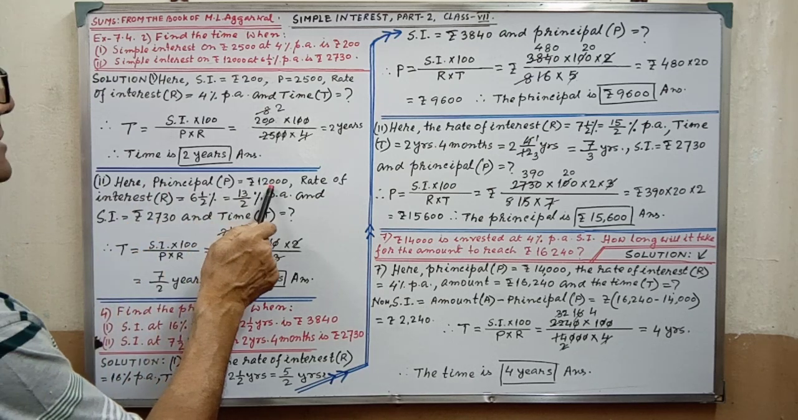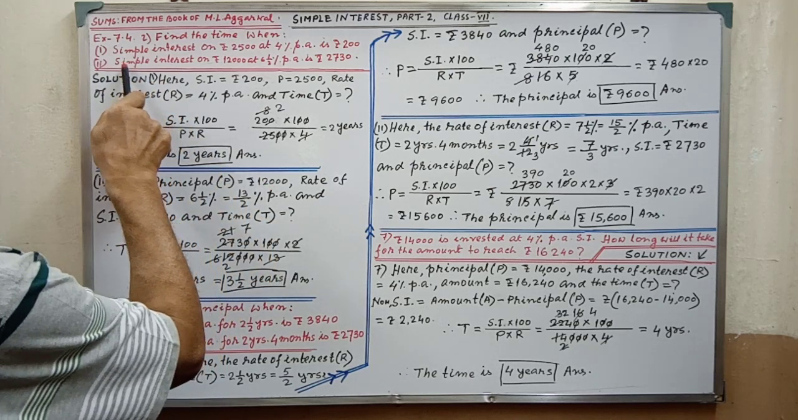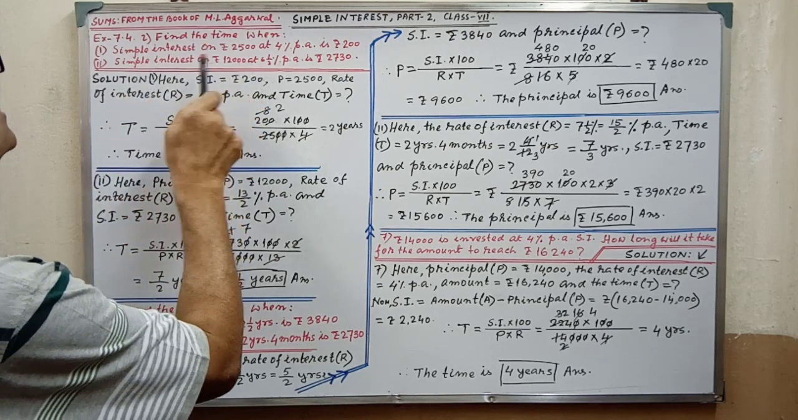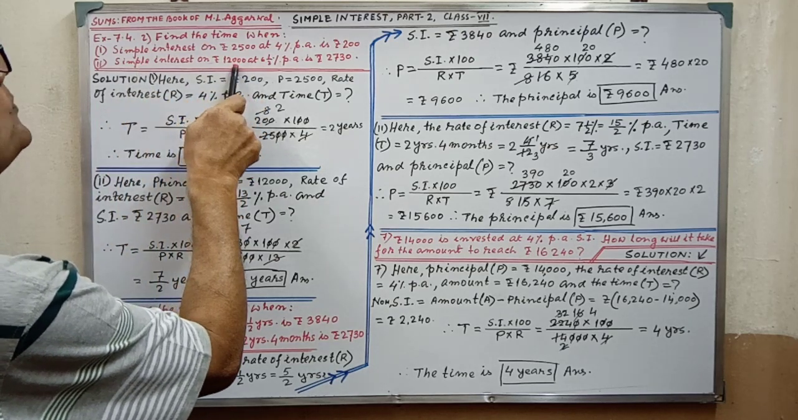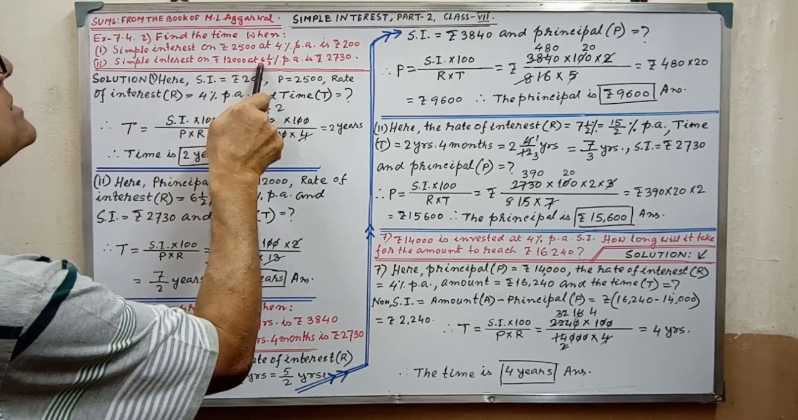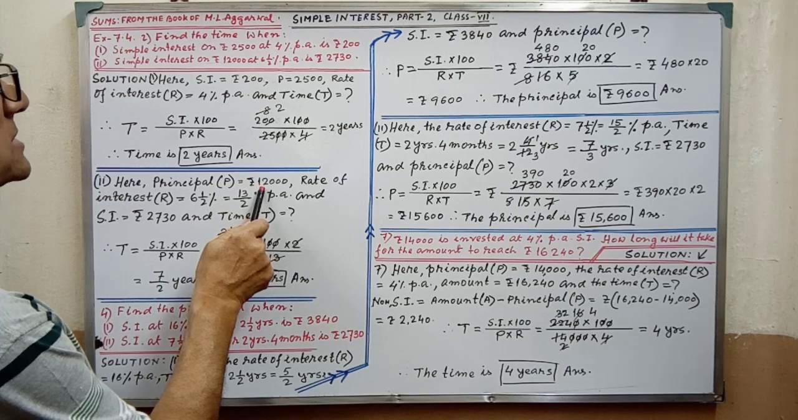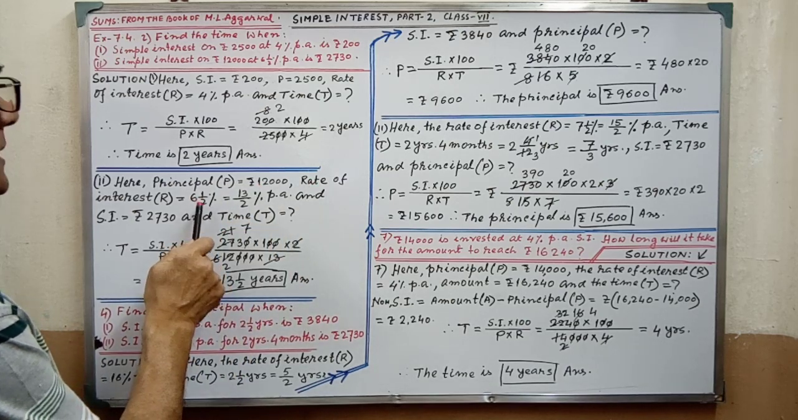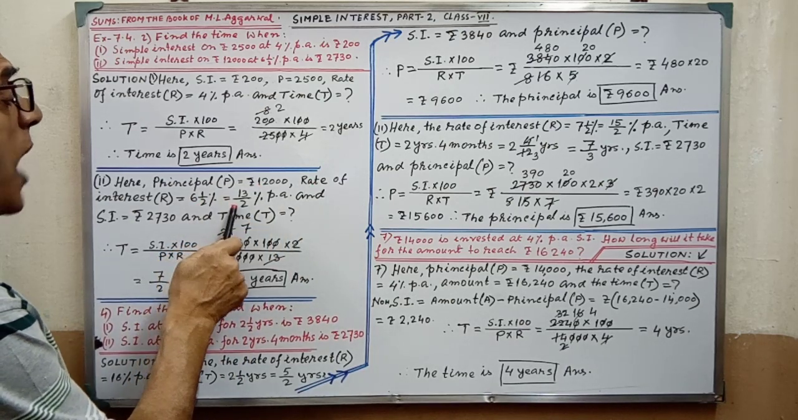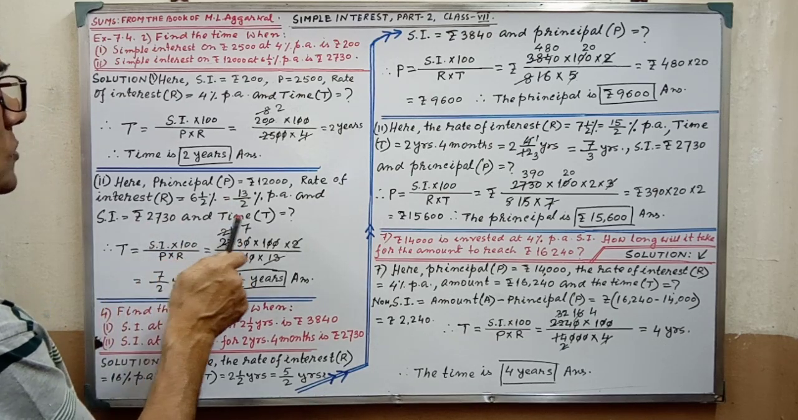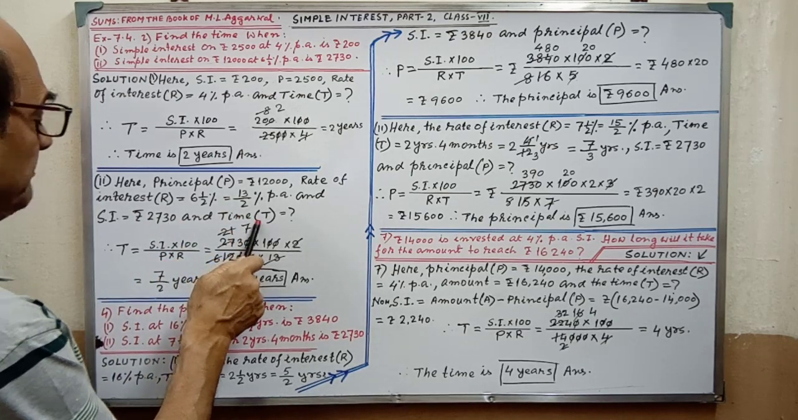First you have to write the data. By reading the problem you have to understand the terms. That is simple interest on rupees this. This is the principal, this is the rate and this the simple interest. So principal is this, rate of interest this. It is in mixed fraction. You have to convert into improper fraction, and then we have to find out the time.